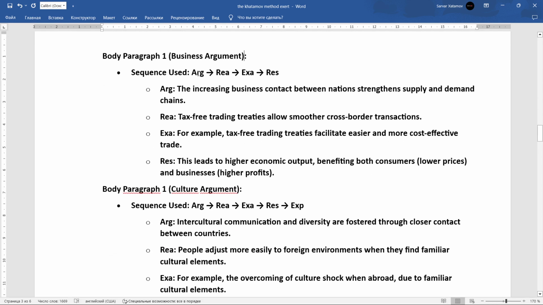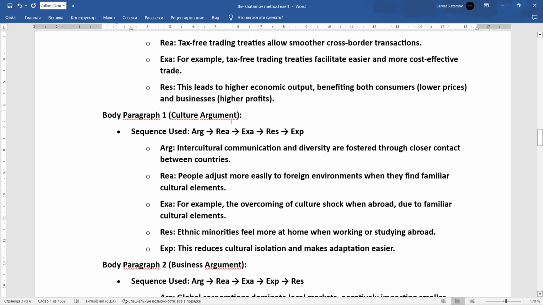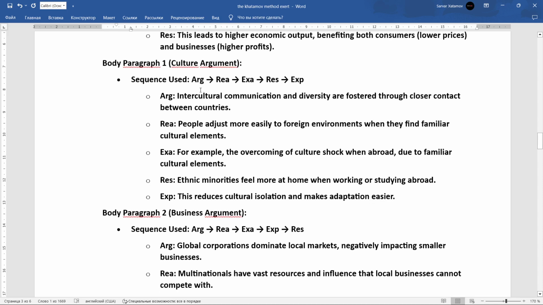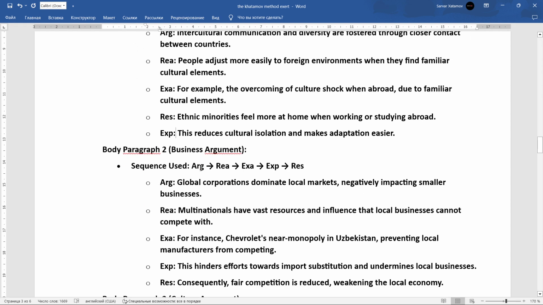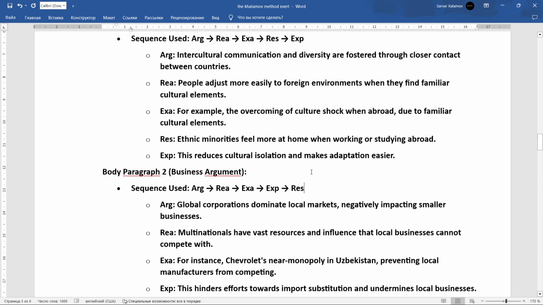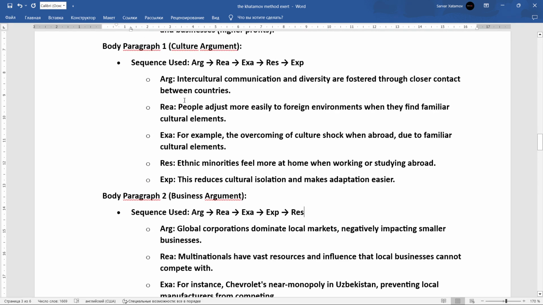This is the argument supportive chain. This is your main argument, and these are the supportive sentences: reason, example, and result. So argument, reason, example, result, right? This one uses the full chain: argument, reason, example, result, explanation. Second paragraph: argument, reason, example, explanation, result. See how I change them, right?